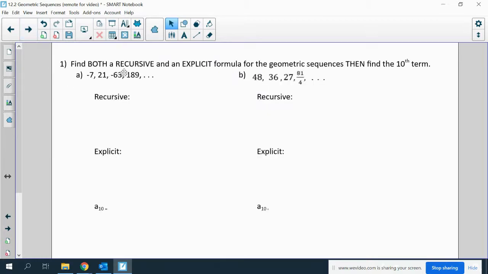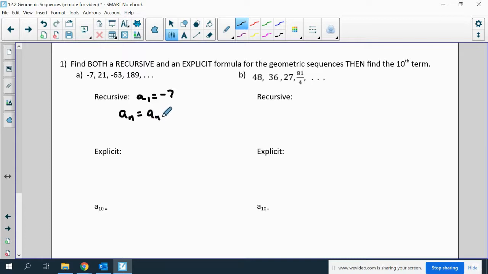Number one, find both a recursive and an explicit formula for the geometric sequences below, and then find the 10th term. So a recursive formula is one where you define the first term, and then you define all subsequent terms thereafter. So a sub n is equal to whatever the previous term is times whatever the common ratio is.